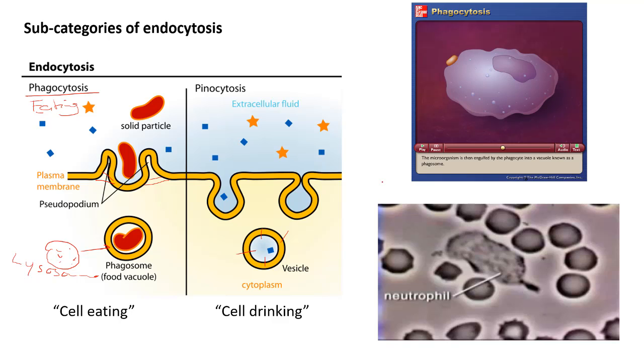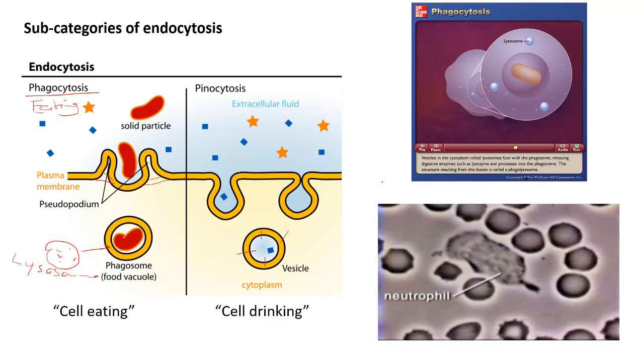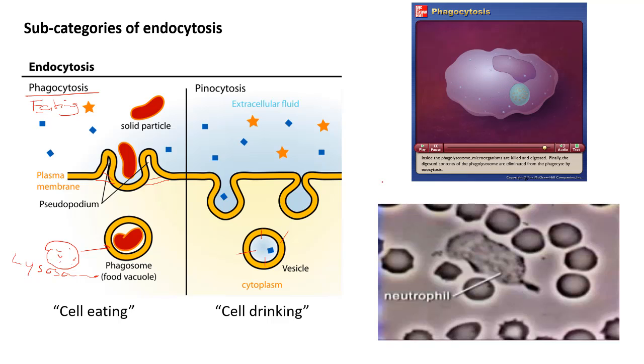The microorganism is then engulfed by the phagocyte into a vacuole known as a phagosome. Vesicles in the cytoplasm called lysosomes fuse with the phagosome, releasing digestive enzymes such as lysozyme and proteases into the phagosome. The structure resulting from this fusion is called a phagolysosome. Inside the phagolysosome, microorganisms are killed and digested. Finally, the digested contents of the phagolysosome are eliminated from the phagocyte by exocytosis.